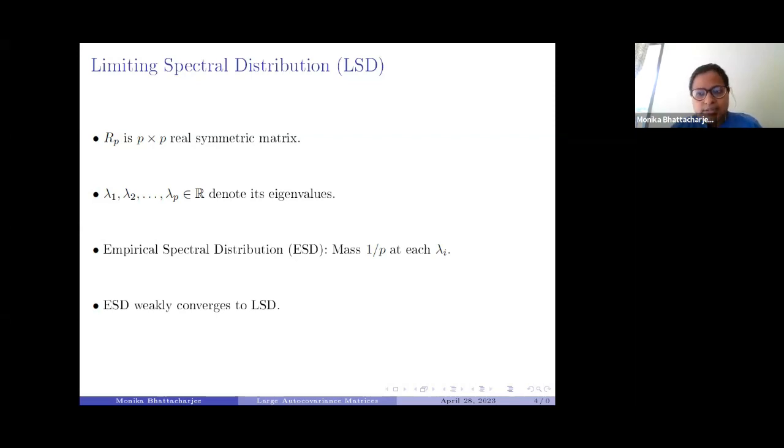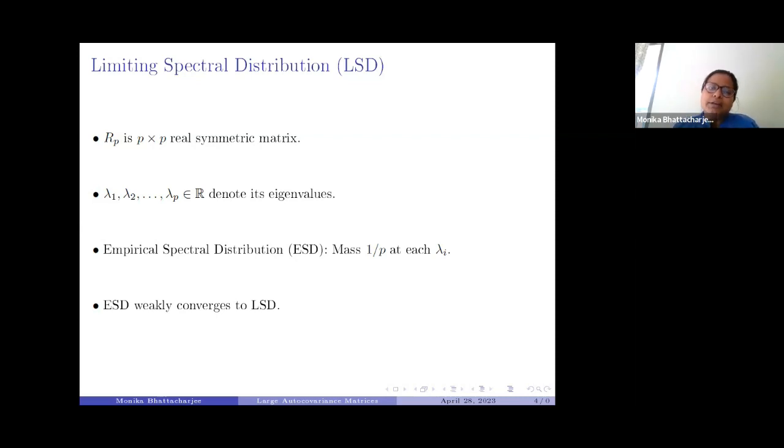Of course, I gave the example of a very easy matrix. For a difficult matrix, it will be difficult to find, but one can find it algorithmically. Now if R_p is a random matrix, as in our case, where we will basically deal with the sample autocovariance matrices, which will be random matrices.